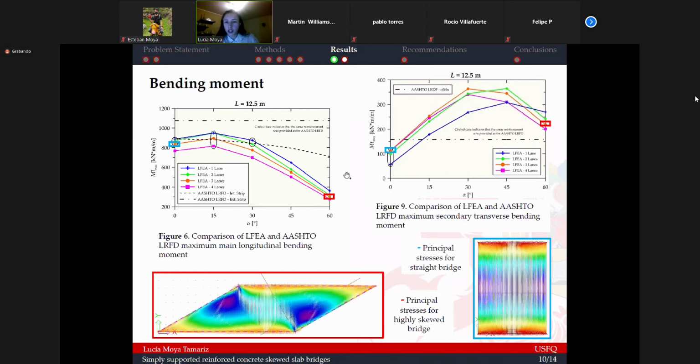When we have a straight geometry, such as the one you can see here in the bottom right, the direction of the principal stresses is parallel to the mean longitudinal direction of the bridge. However, when we have skewed geometries, like you can see here in the bottom left, these principal stresses shift away from the longitudinal direction to the secondary transverse direction, and this causes these changes in the bending moments.